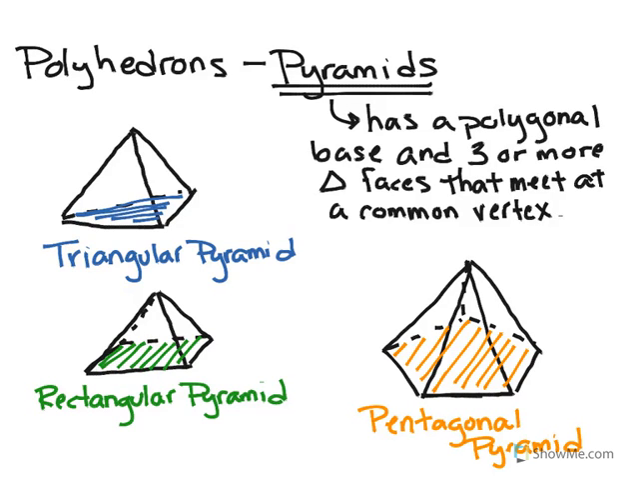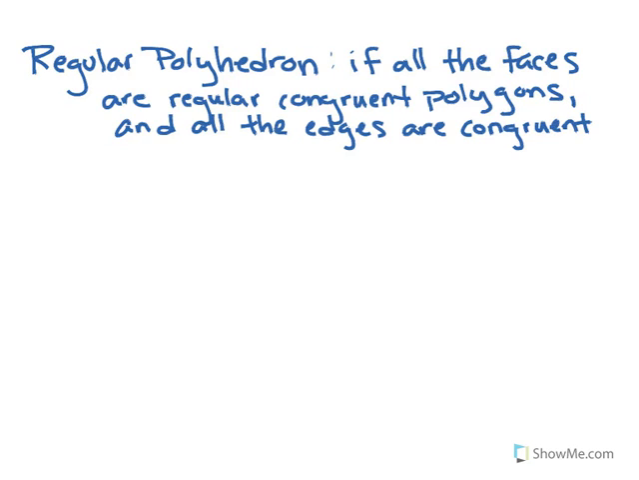Okay, so next we're going to discuss these special Platonic solids that I was talking to you about earlier. And these are what we call regular polyhedron. Regular is a really important word in geometry because it means everything is congruent. So basically, if all of the faces are regular, congruent polygons, so all the sides are the same, and all the edges are congruent, that means in terms of their length, if these conditions are met, they're called regular polyhedron, which are also specifically called Platonic solids.